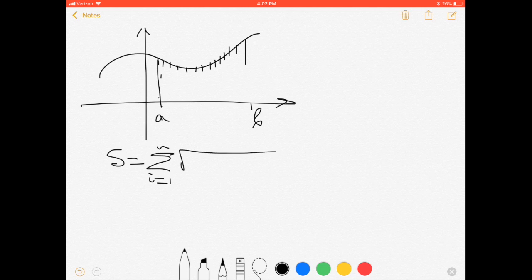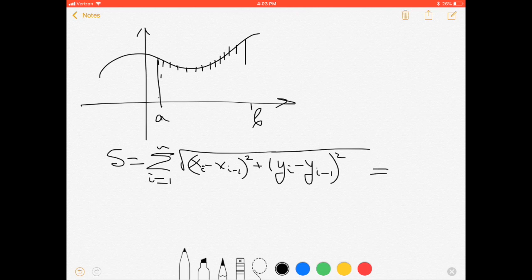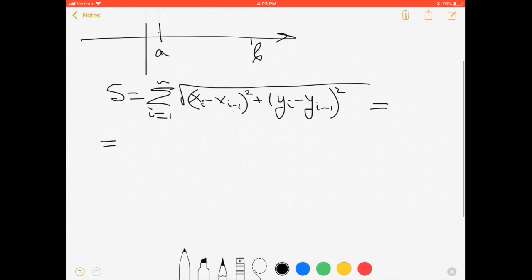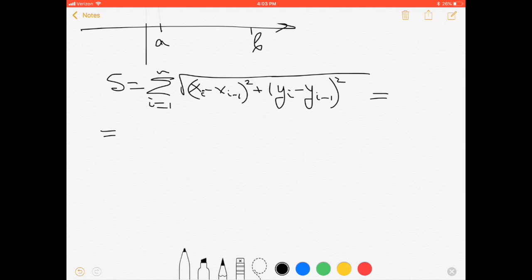And what is the distance between 2 points in our plane? It's the square root of (x_i minus x_{i-1}) squared plus (y_i minus y_{i-1}) squared. This is the distance between 2 points. Great. But it will be close to the length of your arc or your curve, if you divide it into small pieces.